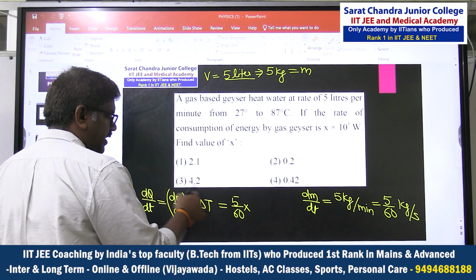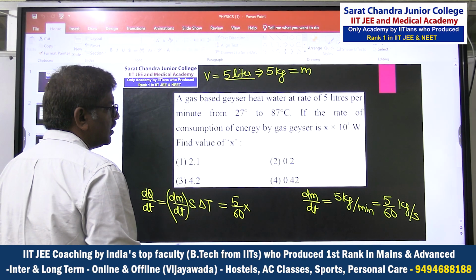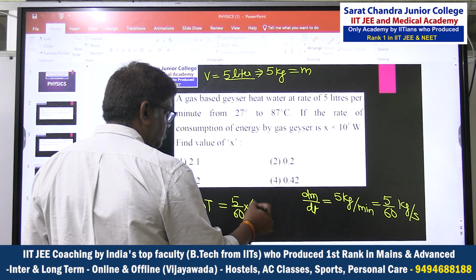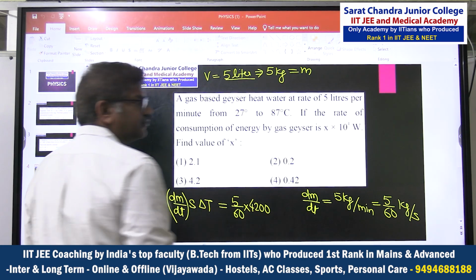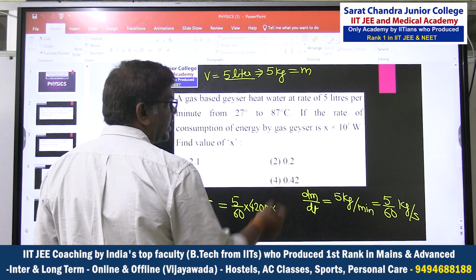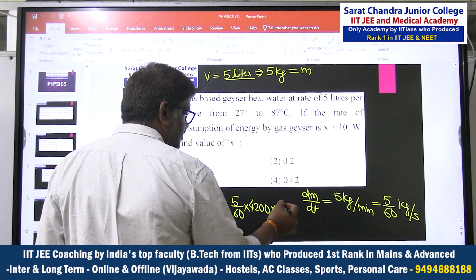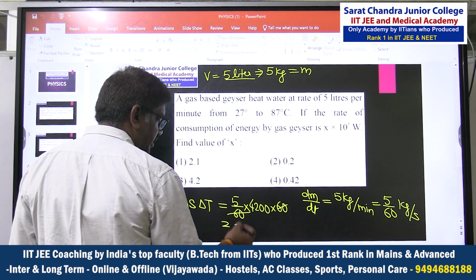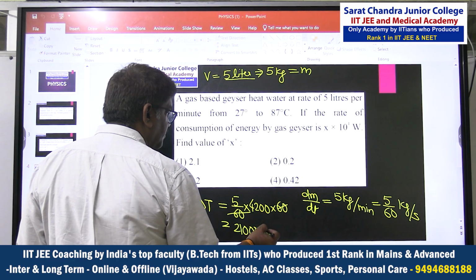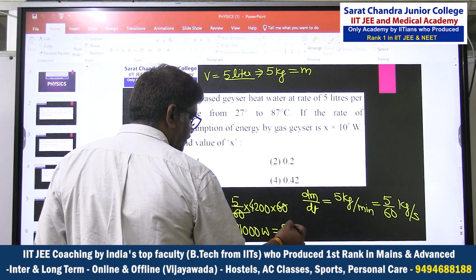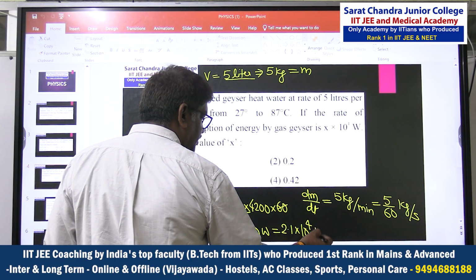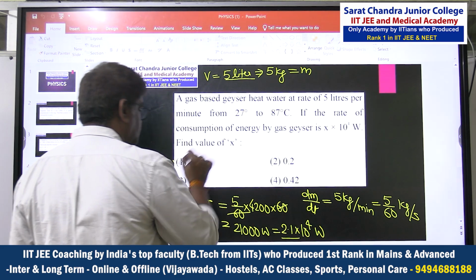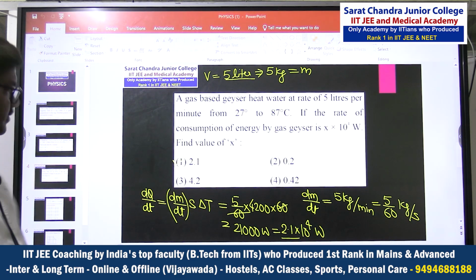As far as this S is concerned, it is 4200 in joules, and this is delta T. So delta T is 87 minus 27, that is 60. So this cancels out. You are getting 21,000 watt, which is 2.1 into 10 to the power 4 watt. So the value of X becomes 2.1. All right. So this is your next question. Move to the next one.